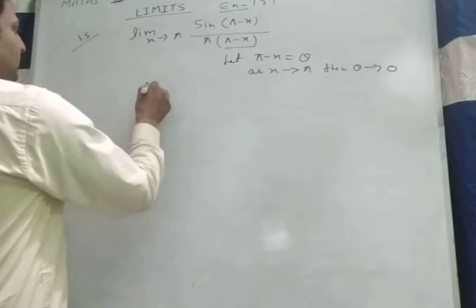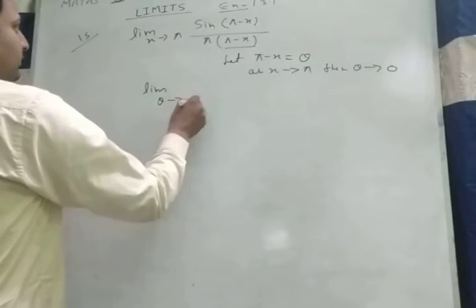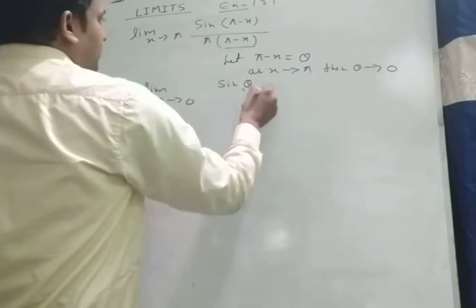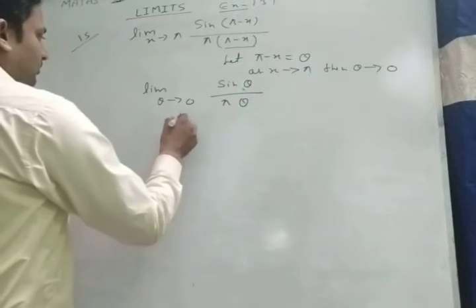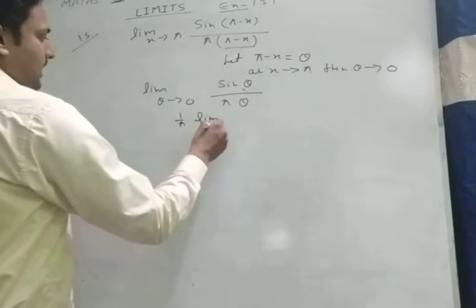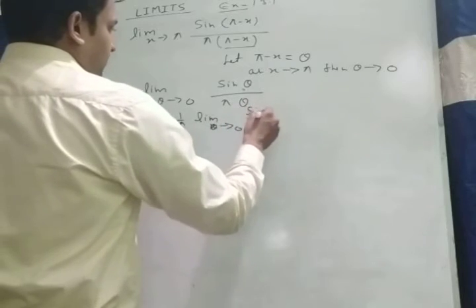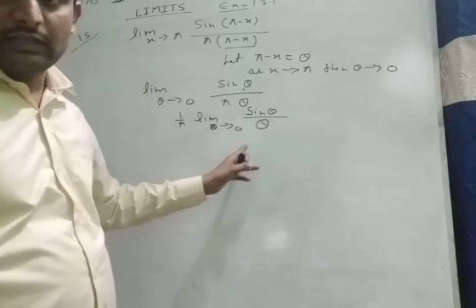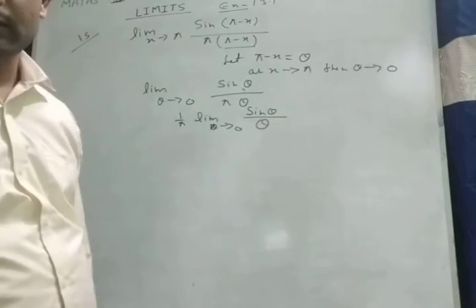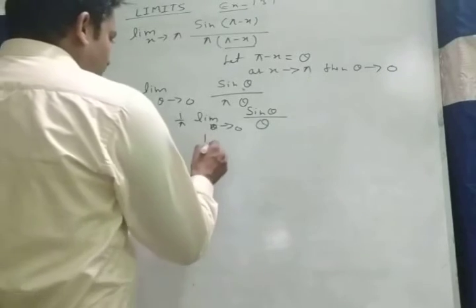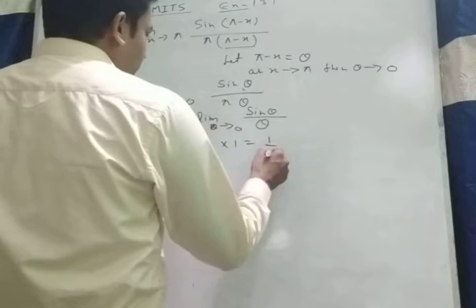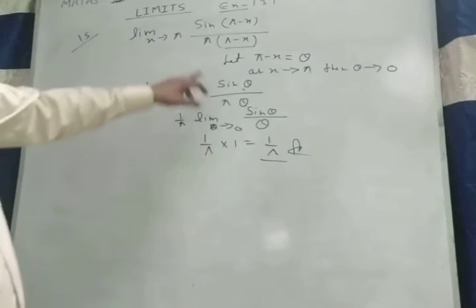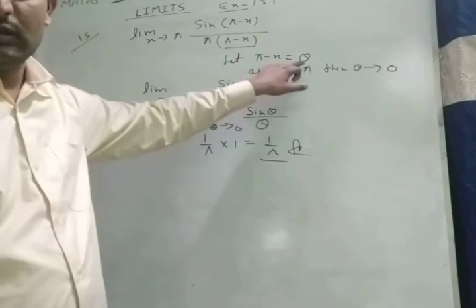So changing the limit, theta tends to 0, sine theta upon pi theta. So 1 by pi limit theta tends to 0 sine theta by theta, and you know the value of limit theta tends to 0 sine theta by theta is 1. So 1 by pi into 1, that is 1 by pi. This is the answer.